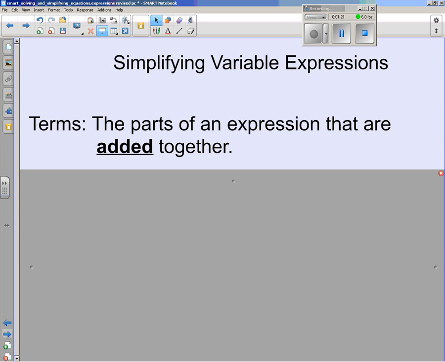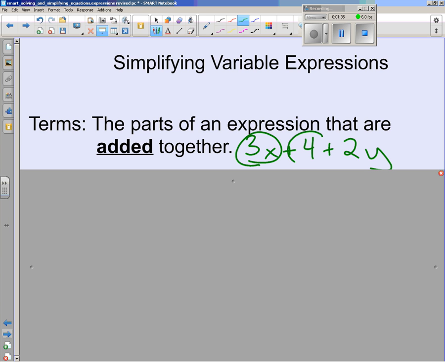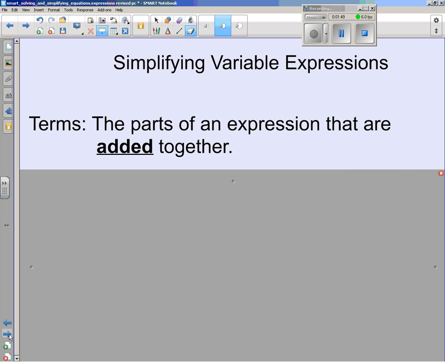So a term is just the part of an expression that is added together. So for example, if I have 3x plus 4 plus 2y, I have this term, 3x, I have 4, positive 4, which is a term, and positive 2y. If there's nothing in front, like we have here for this 3, it's assumed to be positive. So terms are the parts of an expression that are added together or subtracted.